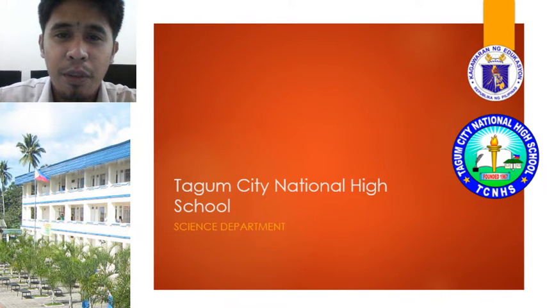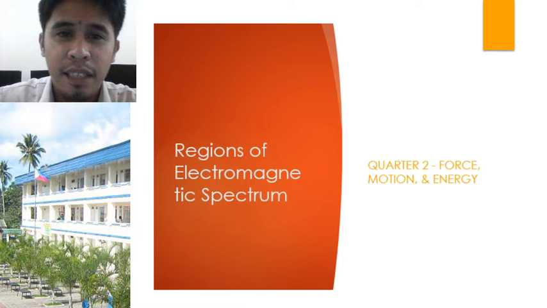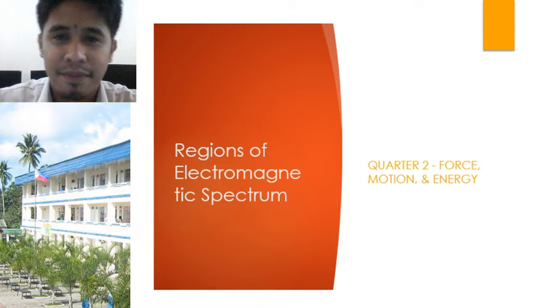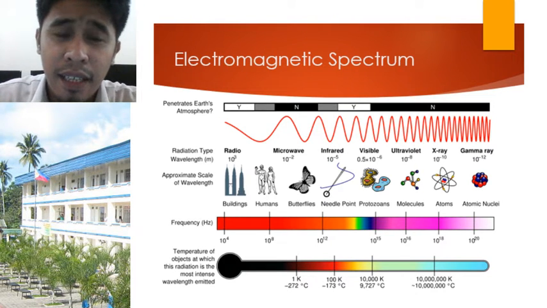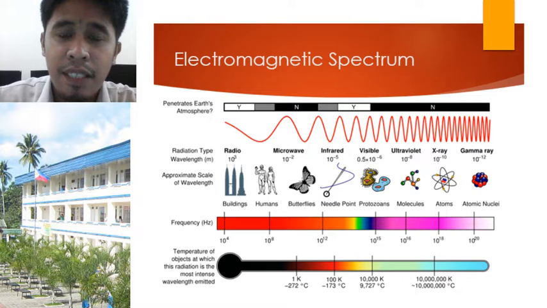In this video, we will examine the different regions of the electromagnetic spectrum. Electromagnetic spectrum is the continuous band of electromagnetic waves with varying wavelengths, frequencies, and energy. There are different regions of electromagnetic spectrum as stated earlier. These are radio waves, microwaves, infrared, visible light, ultraviolet, X-rays, and gamma rays.